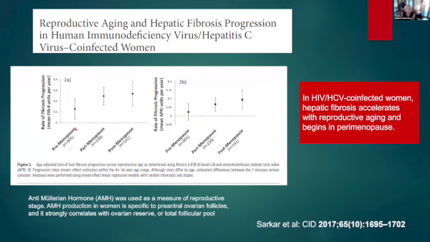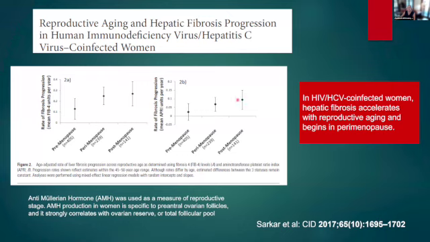And you can see that pre-menopause, it's lower, but once you start getting to the perimenopausal period, there is increased fibrosis. And that's true both looking at FIB4 and APRI. What is new in this study is that fibrosis accelerates with reproductive aging, but this accelerated fibrosis begins in the perimenopausal period, highlighting a previously unrecognized group of women at increased risk for advanced fibrosis and associated complications.